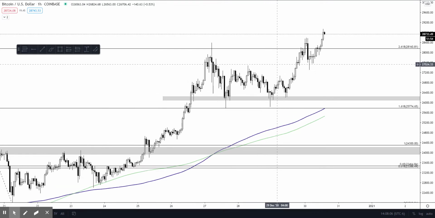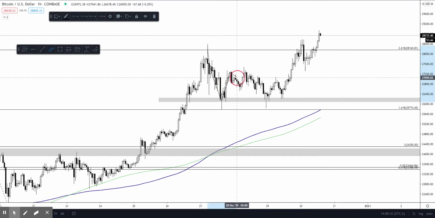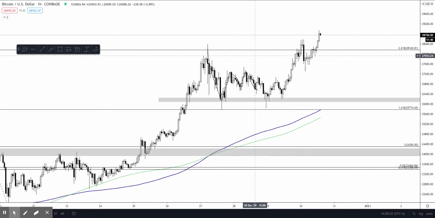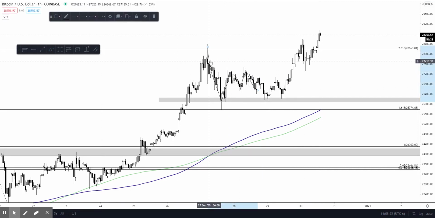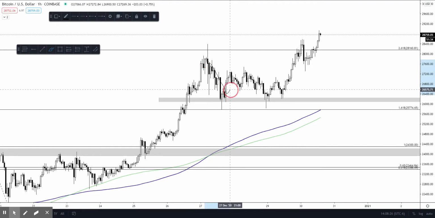All right, so with that, we'll jump into the hourly. The hourly chart is very much the same thing, bullish market structure on all time frames. We talked about our consolidation structure, right? So we had consolidation up until this point.